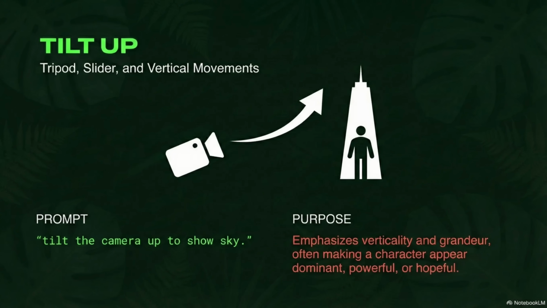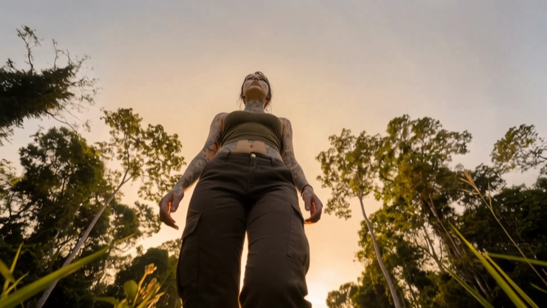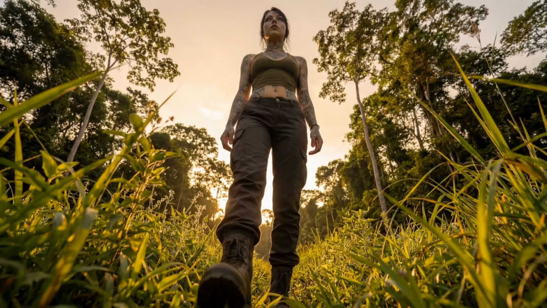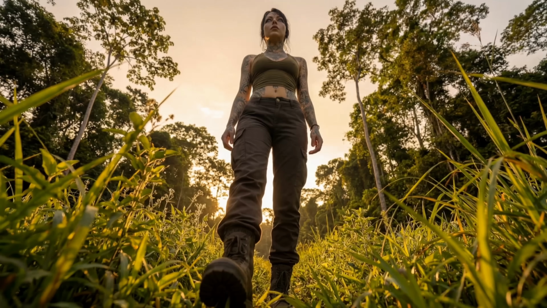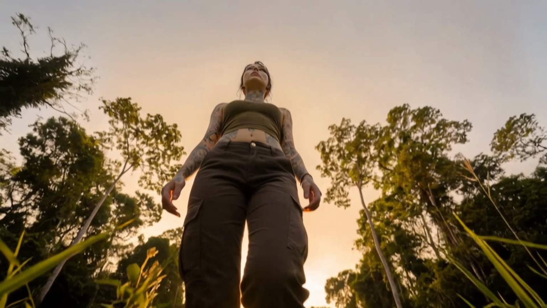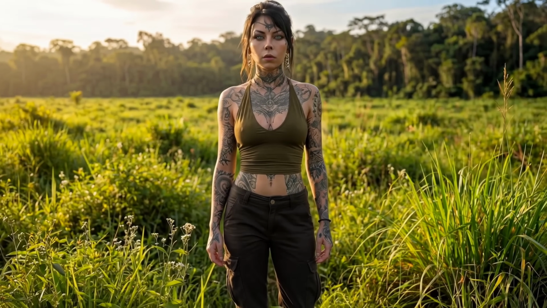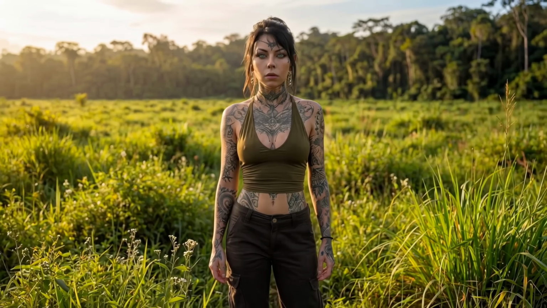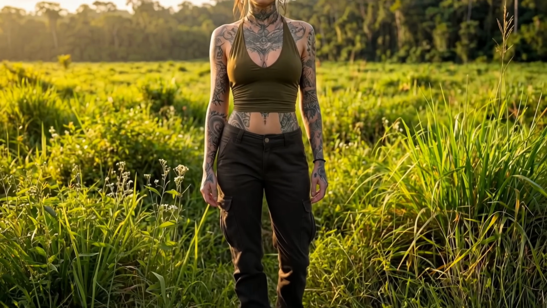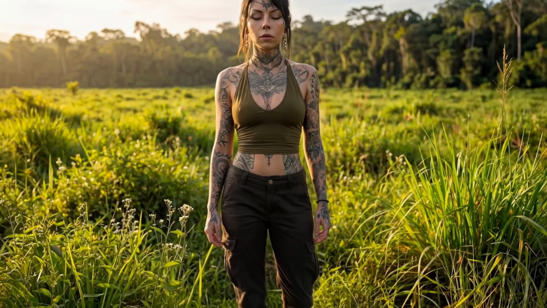Tilt up emphasizes verticality and grandeur, often making a character appear dominant, powerful, or hopeful. Use the prompt "Tilt the camera up" to show the sky. It is important to add the "to show the sky" hint to have an accurate, proper camera tilt-up motion. Tilt down is the opposite. It lowers the viewer's gaze to reveal vulnerability, defeat, or specific details at ground level that contextualize the character. Use the prompt "Tilt the camera down" and you can add "to show X," meaning that if there's a detail you want to show on the ground, you can specify that in your prompt.